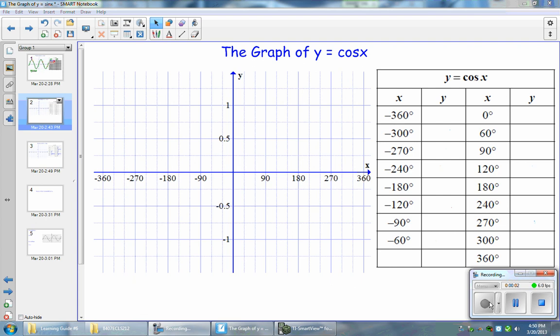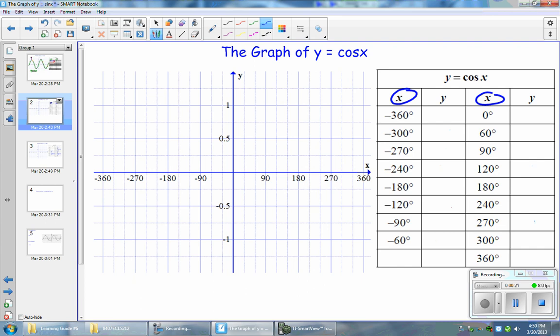All right, so the next thing we're going to look at is what the graph of y equals cos x looks like. So once again, we're given an empty Cartesian plane on the left-hand side here and an empty table of values on the right-hand side. I have several x values here, and we're going to find the corresponding y values for those x values.